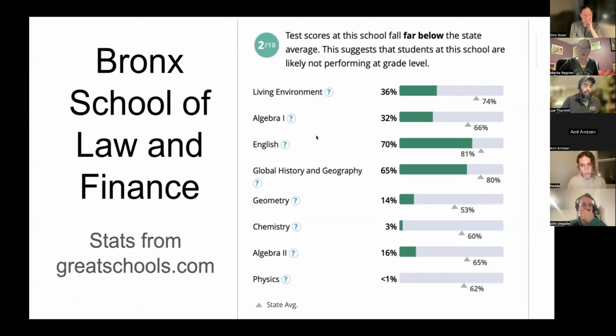But anyway, you can see that the scores are pretty low for this school, but they do have Latin because of the law aspect of the school organization. It's been a school since 2006, I think, 2003. But yeah, not a great school.